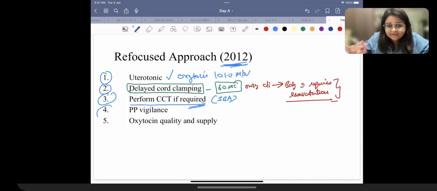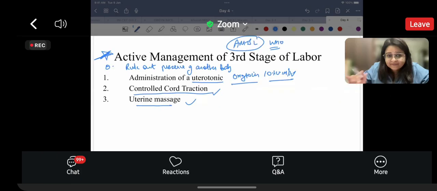That means see if the uterus is contracted. If it is not contracted, then do a massage. And they said check the vital signs of the patient following delivery. So they just changed the word from uterine massage to postpartum vigilance.